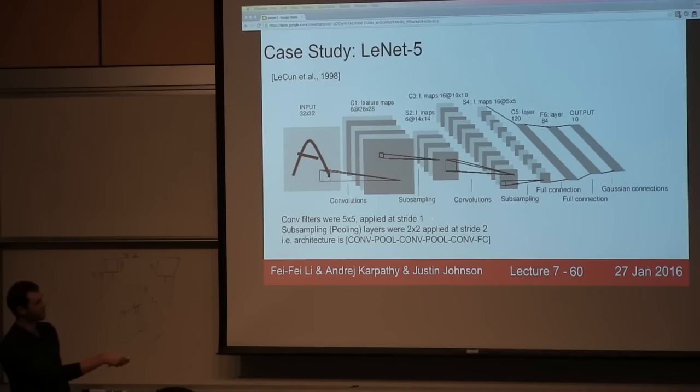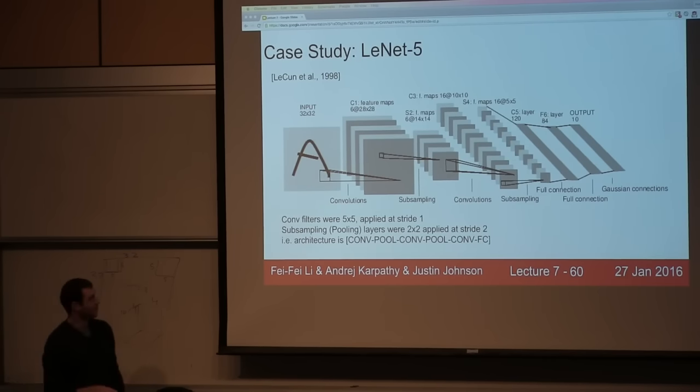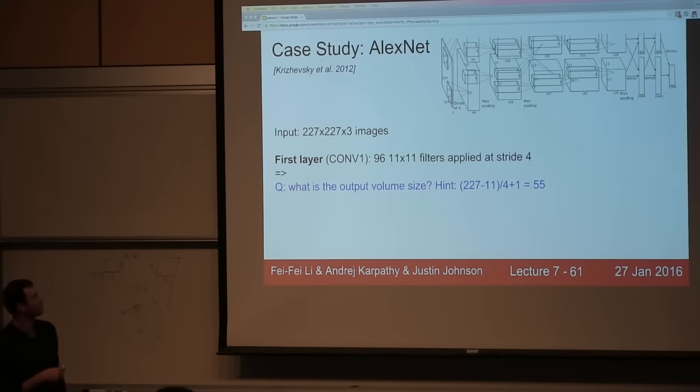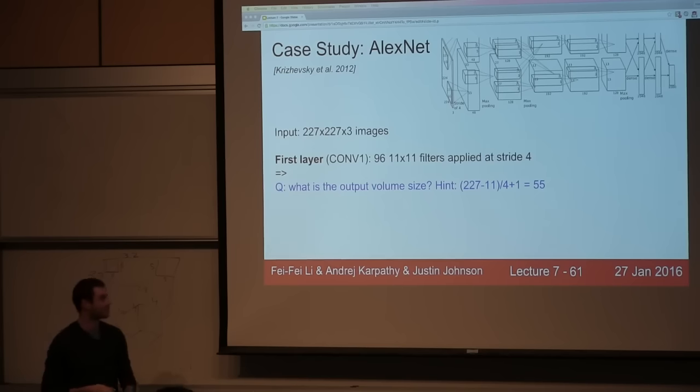And they use 5 by 5 filters applied at stride 1, and the pooling layers were 2 by 2 applied at stride 2. I don't want to dwell on this architecture too much because we have a few more interesting architectures as well. So we'll go into much more detail on AlexNet. AlexNet is the architecture from Alex et al. in 2012 that famously won the ImageNet competition by a big margin.